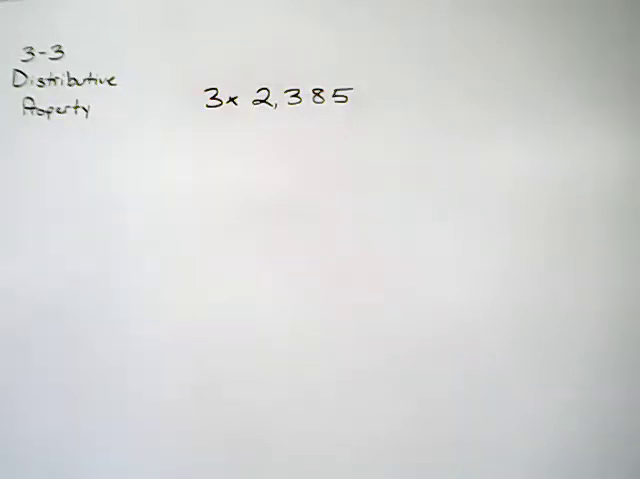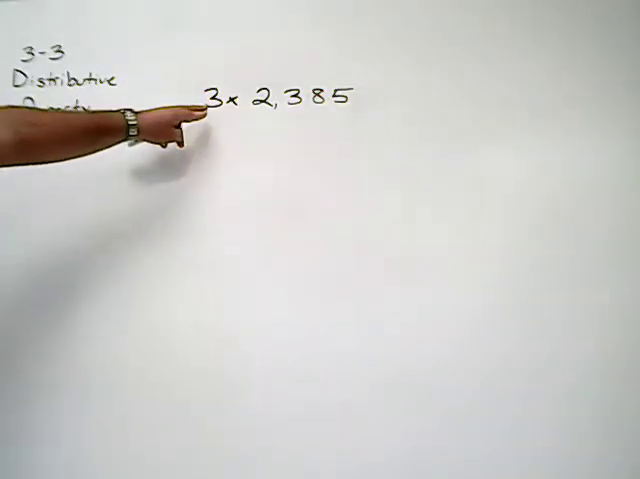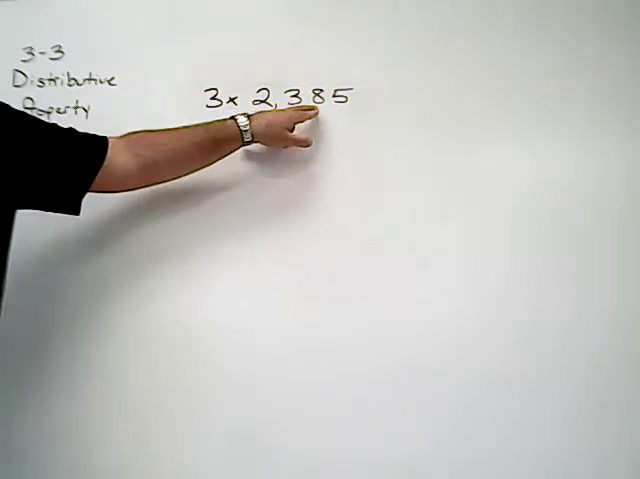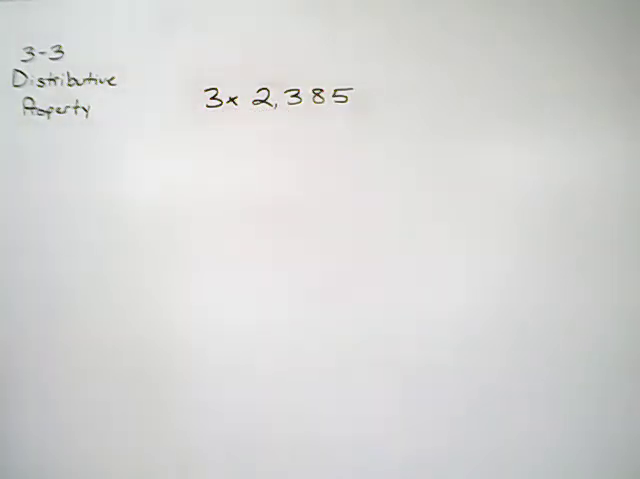The word distribute means to hand out. That's what we're going to do here from one factor to the other. What we have here is the problem 3 times 2,385. The whole point behind the distributive property is to be able to multiply mentally using easier problems.